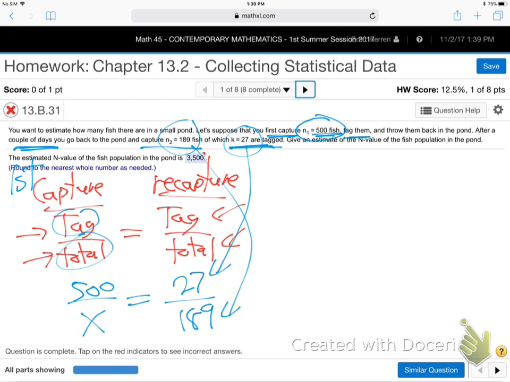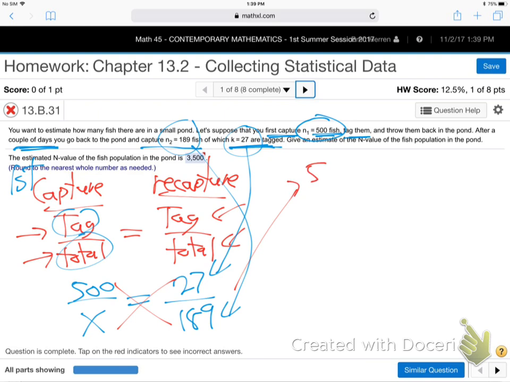So the first time we capture, we got 500 fish, we tag them all. So that's tag over total. The second recapture, 27 tagged over 189 total. Tag over total, tag over total. And then you remember from algebra, to solve this you just cross multiply, probably about the easiest thing to do. Just diagonal, like that.